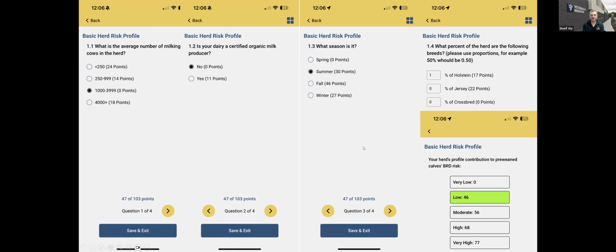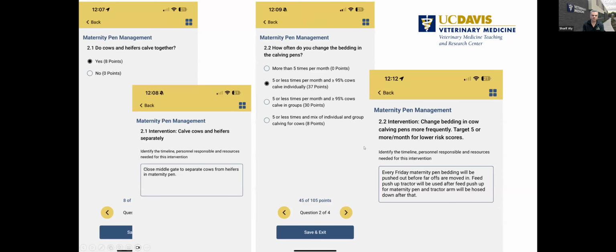If we go to the next section, you have the maternity pen management. We asked, do cows and heifers calve together? That's out of a model, again, either an odds ratio or a hazard ratio, pointed at about 8 points out of a total of 1,000 or so points that were worth the higher risk if they calve together.